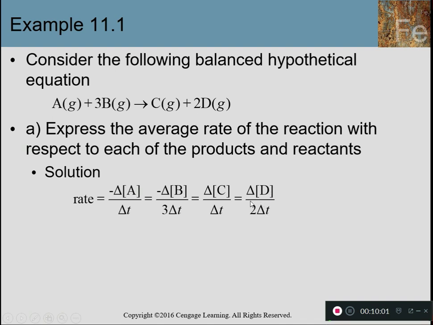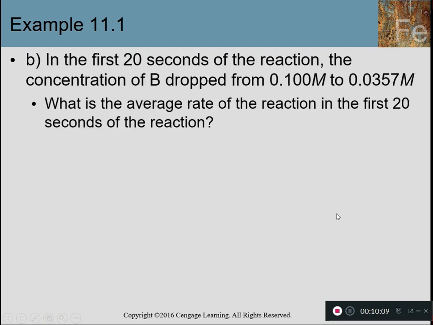It's whatever coefficients go in the denominator. It's a change in concentration on top. Reactants get negatives, the products get positives. Okay, so let's use it.